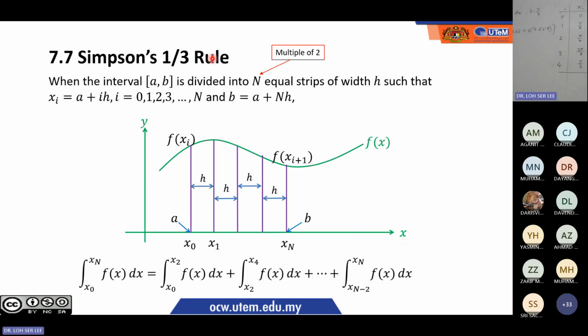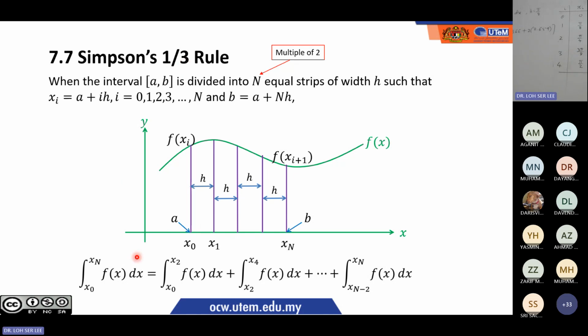You get what I mean? So this is the condition. If you want to use Simpson's one-third rule, your n must be a multiple of 2. Otherwise, you can't use this. But for the trapezoidal rule, there is no such condition. The number n can be any integer.